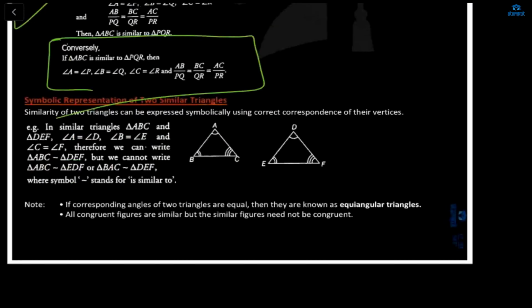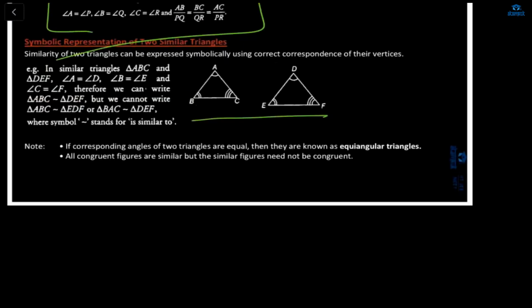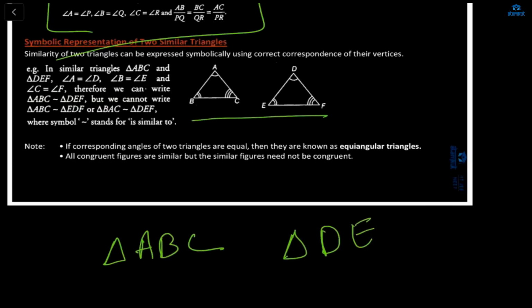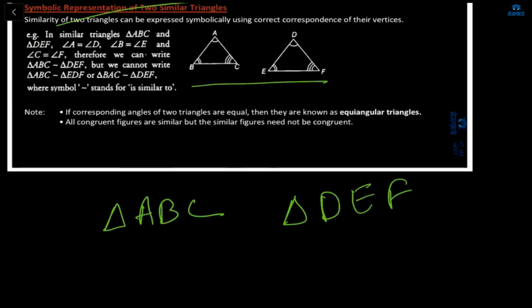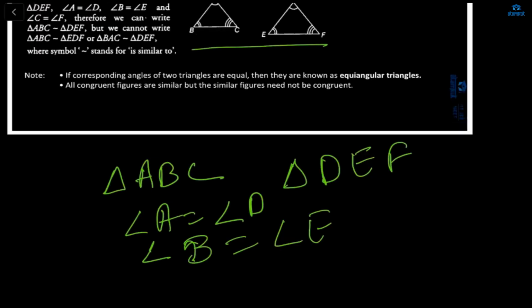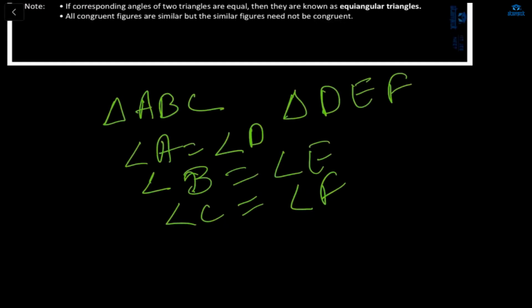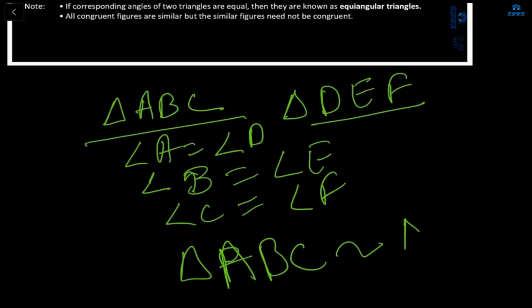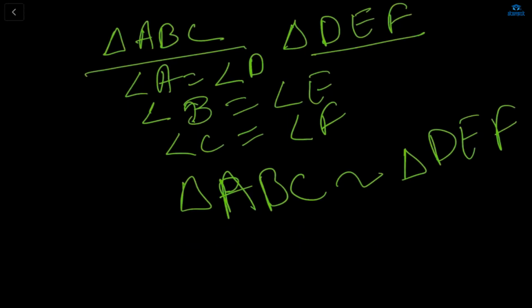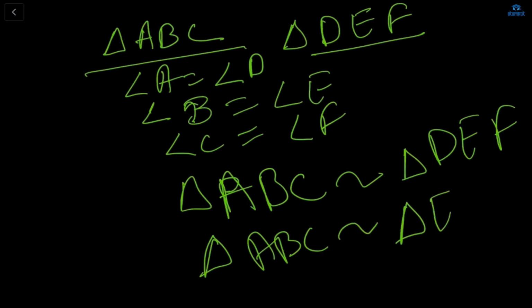Symbolic representation means, see, you can see two triangles here. The first triangle you are representing by ABC, then the second triangle is DEF. You can see in the figure, angle A is equal to angle D, angle B is equal to angle E, and angle C is equal to angle F. Then for these triangles, you can write that triangle ABC is similar to DEF, and the sides are also proportional, but you cannot write that triangle ABC is similar to triangle EFD.